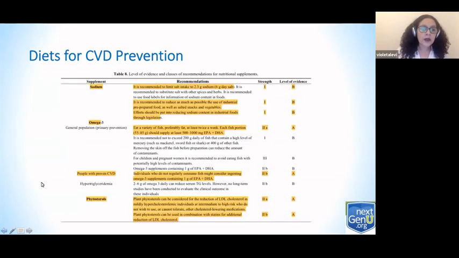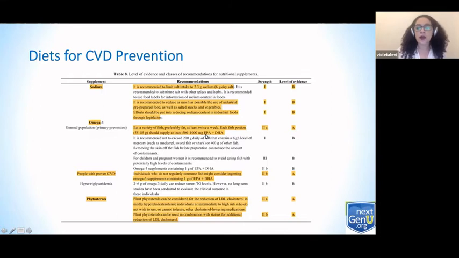There are other interesting things to see here. Omega-3, for example: it is recommended to eat a variety of fish, preferably fatty fish like salmon, at least twice a week. Each fish portion should be about 55 to 85 grams and should supply at least 500 to 1,000 milligrams of EPA plus DHA. So this is really important.